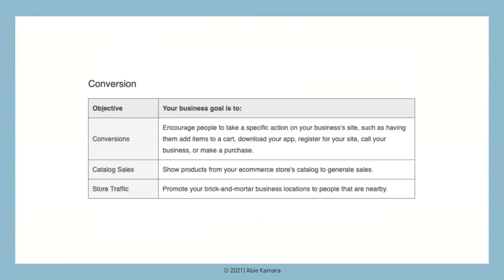So conversion ads could be like the ads that you see where someone is selling something for $7 or selling something for $27 or $37. Those are conversion ads because they're taking you straight to a sales page. And the goal is that you buy whatever it is on that sales page. Catalog sales. This is to show products from your e-commerce store's catalog to generate sales. And store traffic, to promote your brick and mortar business locations to people that are nearby.